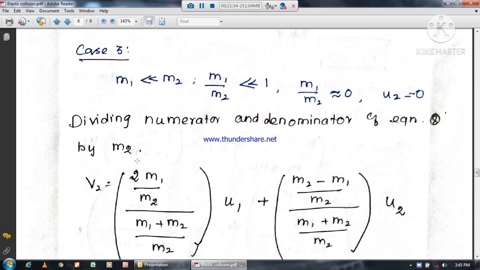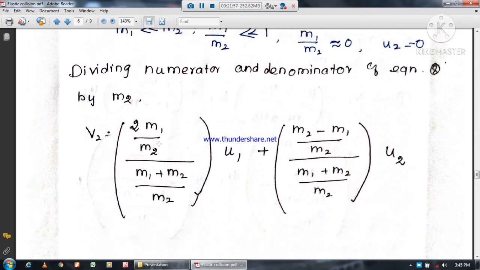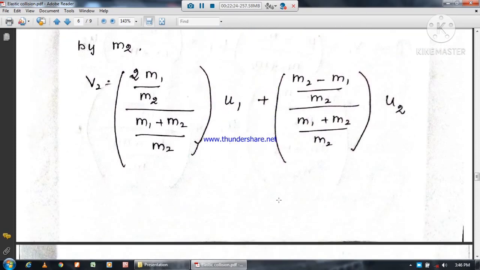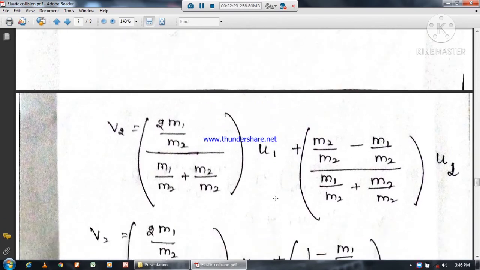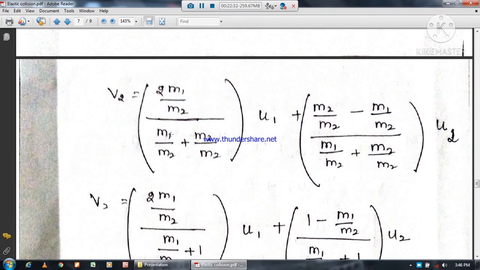Now we divide the numerator and denominator of equation number 8 and 9 by m2. So we divide by m2, we get v2 is equal to 2m1 divided by m2, the whole divided by m1 plus m2 divided by m2, into u1 plus m2 minus m1 divided by m2, the whole divided by m1 plus m2 divided by m2. We just divide the numerator and denominator by m2, we get this equation.